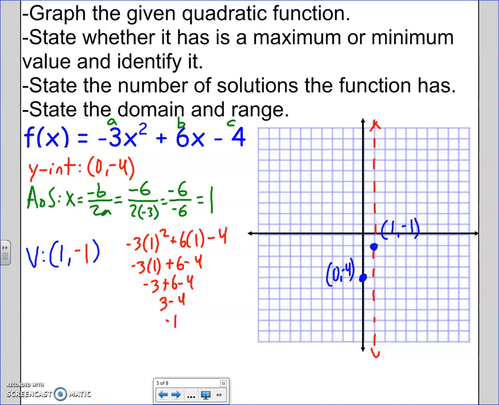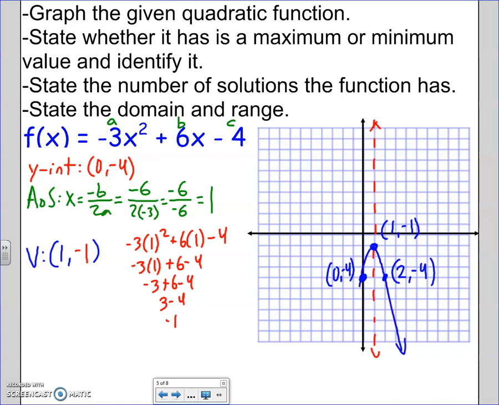Now, we'll reflect the y-intercept over the axis of symmetry. So if this is 1 away from the axis of symmetry, I'm going to go 1 over towards the line, then 1 over again. That's our reflected point. So it went over twice, 2. So that's (2, -4). Our U will be this.